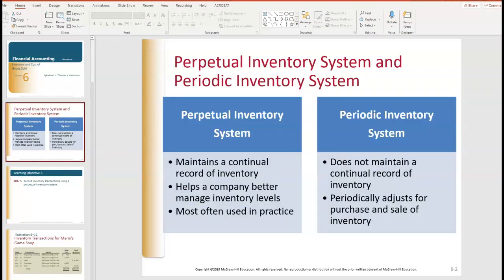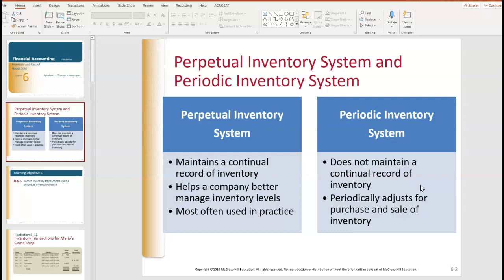The other thing in this chapter is the perpetual and periodic inventory system. So in a perpetual inventory system, we record everything as we go. So we always know what's in inventory. Most companies do this now because they have point of sale systems that track inventory. Periodic system does not maintain a continual record of inventory. In other words, everything that goes in and everything that goes out. We wait until the end of the period to adjust for purchase and sale of inventory.